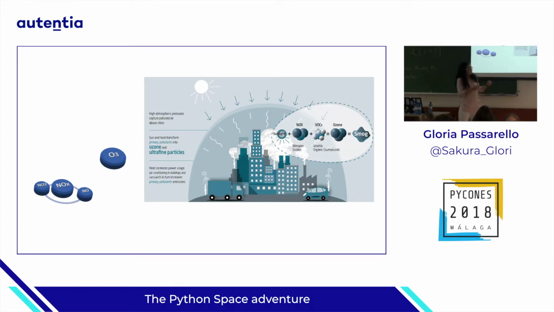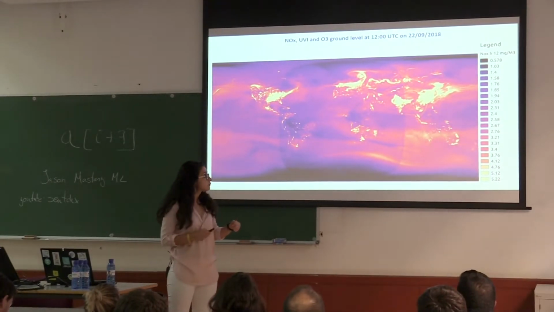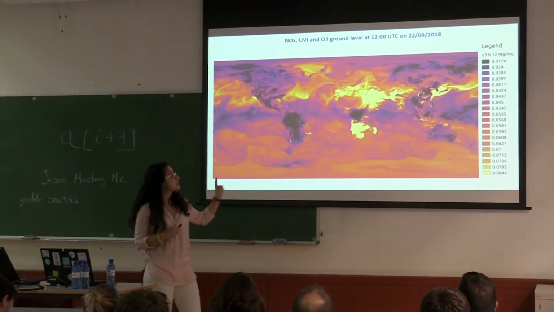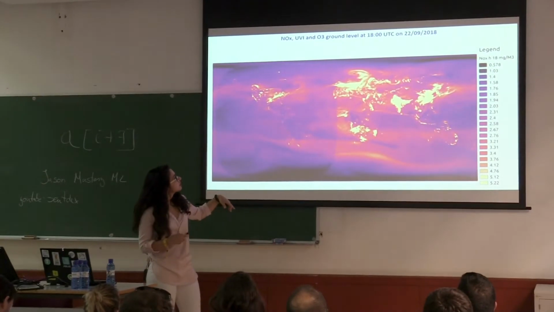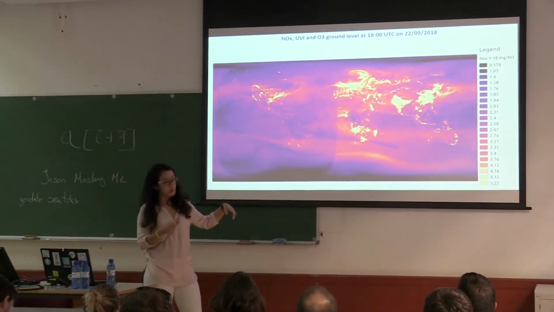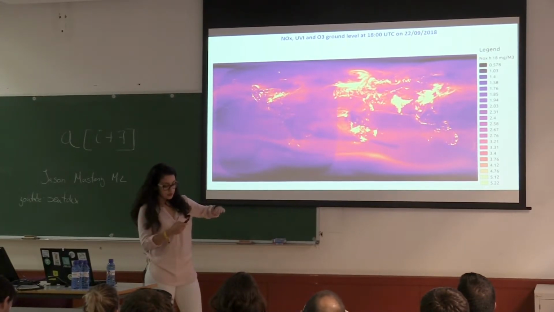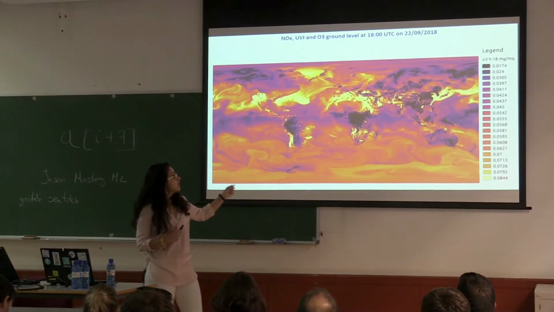So, for example, if this is the value at global level of NOx, and this is the solar radiation, we can see the production of ozone. So when there is NOx in the atmosphere like that, with the presence of solar radiation it turns into ozone.